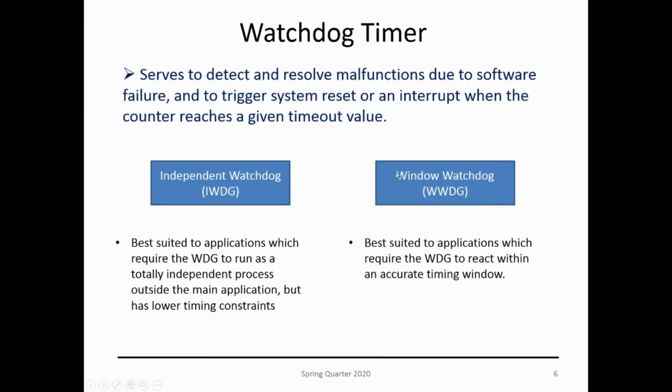What else do we have? We have two types of watchdogs. Watchdogs are good to detect and resolve malfunctions due to software failure, and they trigger system resets or interrupts. We have the independent watchdog, best suited for applications that require running independently of your code, but with lower timing constraints. Or you have the window watchdog, best suited for applications that need to react within a certain accurate timing window.